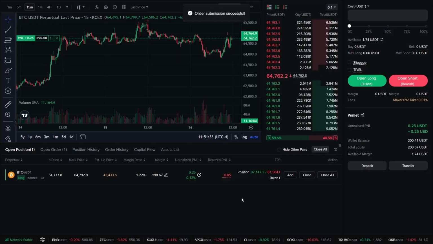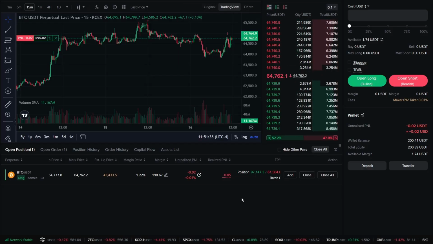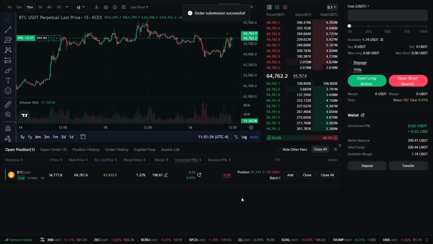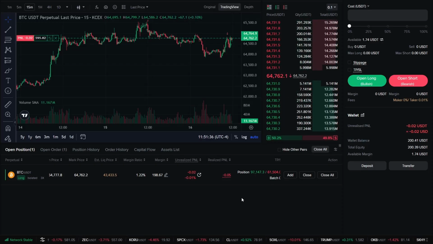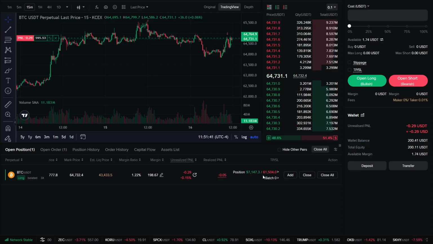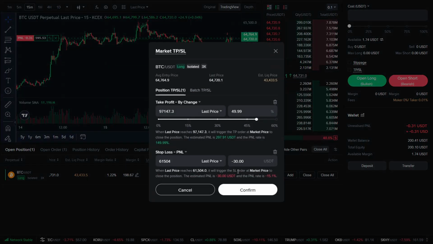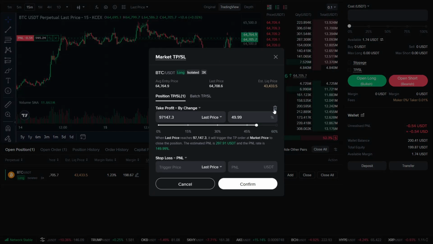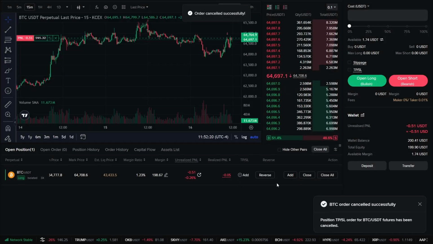Just a quick note, when I was editing the footage, I realized I forgot to change the stop loss from P&L to change percentage. So that was supposed to be 30%. The stop loss should have been set around 45,000. Now under take profit and stop loss, we can see the orders. This is where we can edit the orders. Or if we click on these recycling bins and confirm, it cancels them.